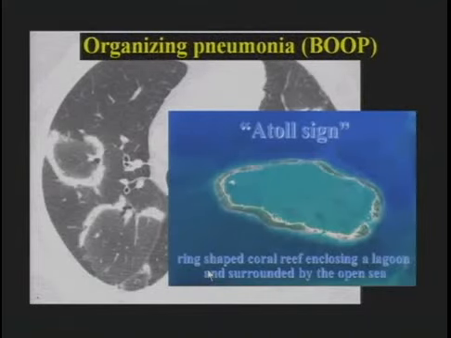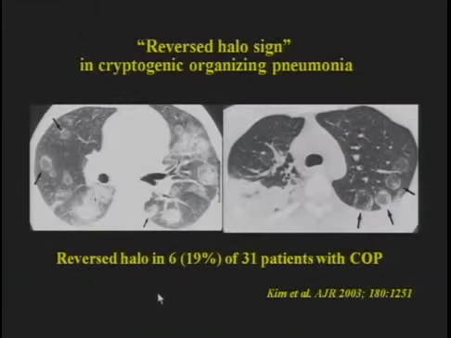Organizing pneumonia. If you see this atoll sign, very, very highly predictive for organizing pneumonia, although it can be seen with a few odd infections as well. And these are pictures from the literature of the reversed halo sign in COP, or cryptogenic organizing pneumonia, and in this study that was seen in about 20% of cases, but you can see these little atolls quite nicely.